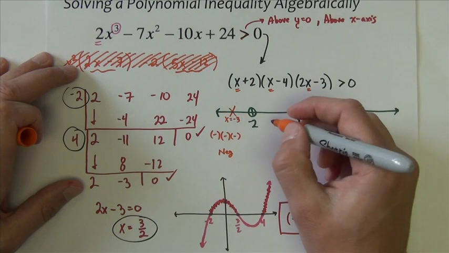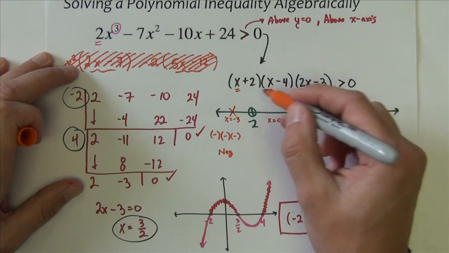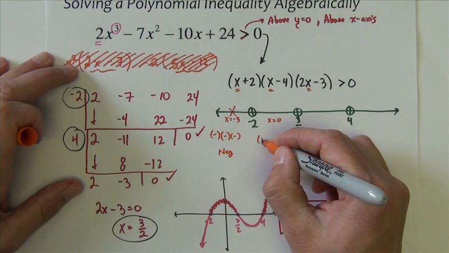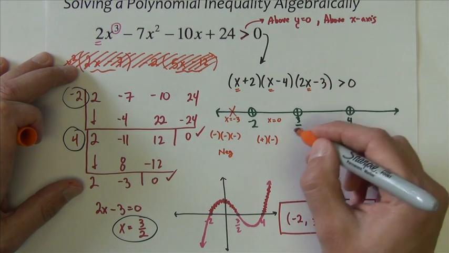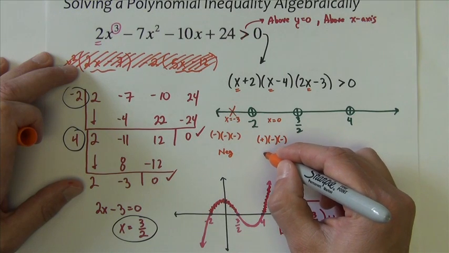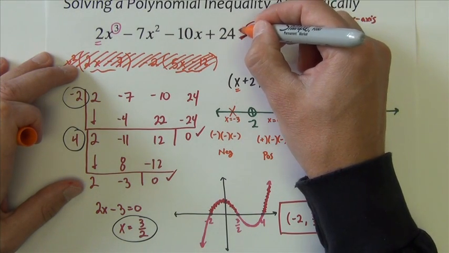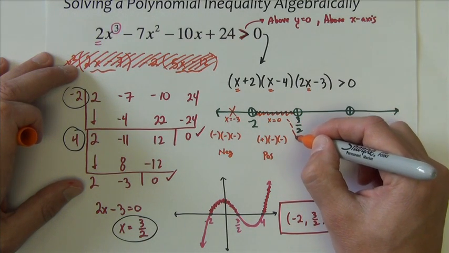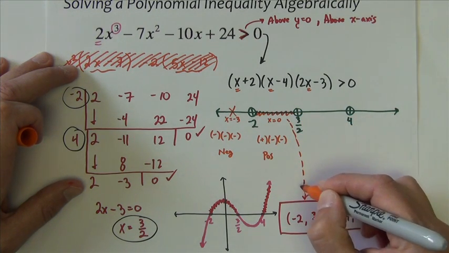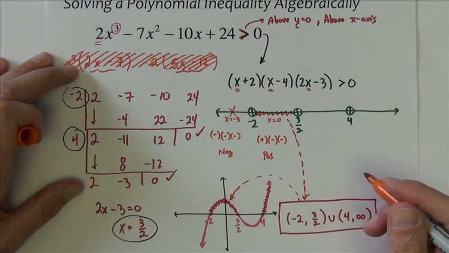Now I pick something between -2 and 3/2, that could be 0. And I plug them into all the x's. 0 plus 2 is positive, 0 minus 4 is negative, and 0 minus 3 is negative. Two negatives make a positive. I want positive things because positive things are greater than 0, so I shade right there. And you can see how that shaded area is this, which is also this area here.